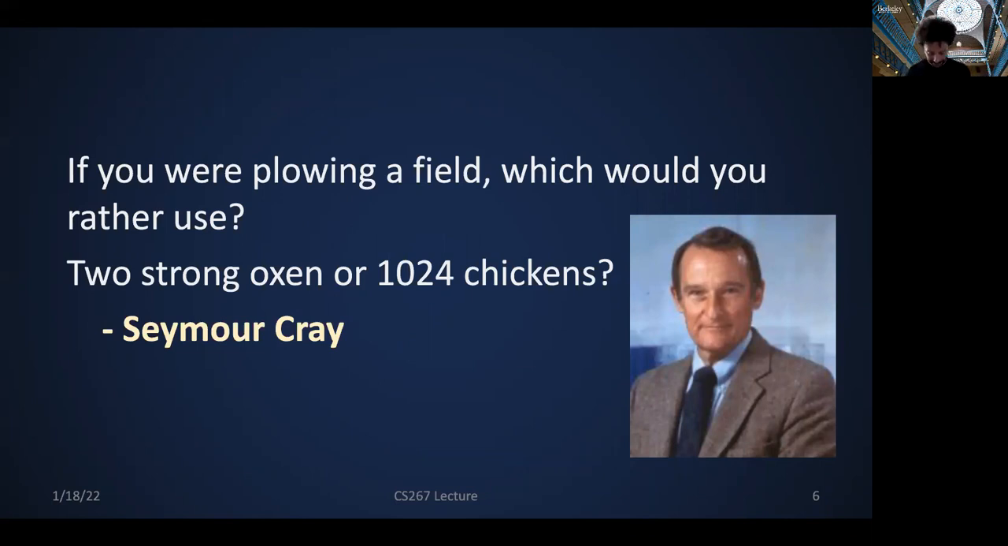Seymour Cray was, I think, the founder of the company back in the day, and it's been acquired by HPE, I think 5 years ago. It still makes lots of supercomputers, including the ones we use at NERSC today. And the quote is really, what would you use if you were to plow a field? 2 strong oxen or 1,000 chickens?